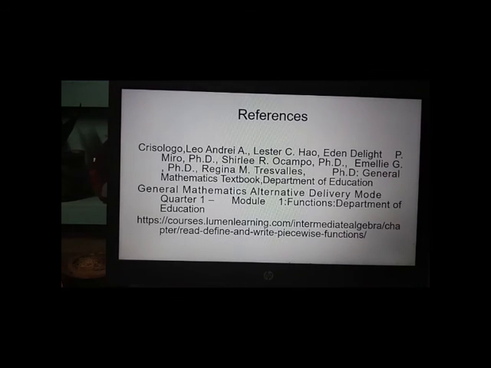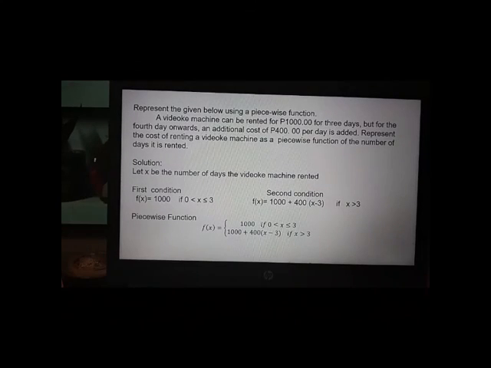And the references. A videoking machine can be rented for 1,000 pesos for 3 days. But for the 4th day onwards, an additional cost of 400 pesos per day is added. Represent the cost of renting a videoking machine as a piecewise function of the number of days it is rented. Solution. Let x be the number of days the videoking machine is rented. Going back to the given situation, we will come up with two conditions.